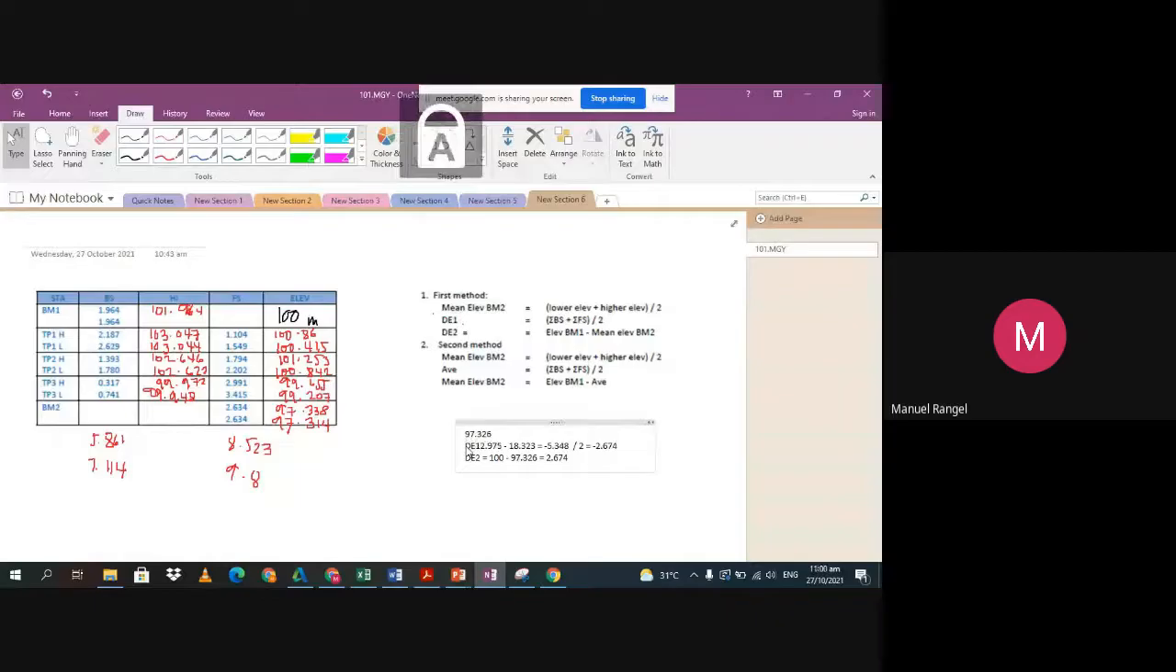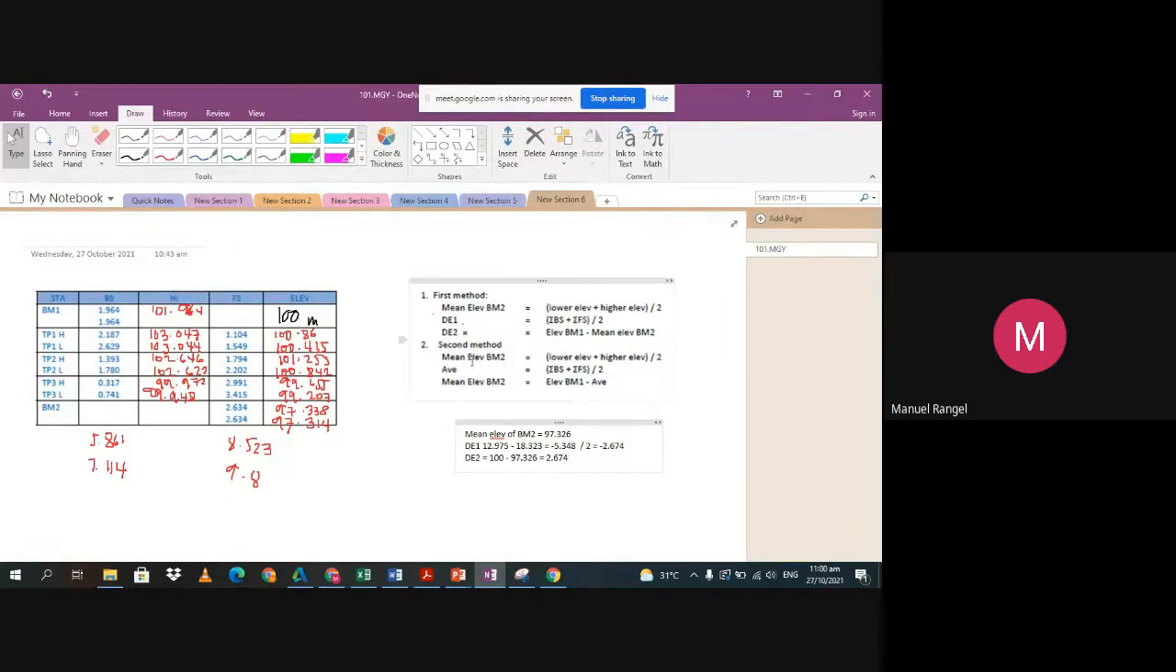Direct. Yan. So this is the first method. I mean elevation of BM. Okay, so kung dili sila mag-equal sa DE1 and DE2, kasabot is na ay problema sa inyong computation.